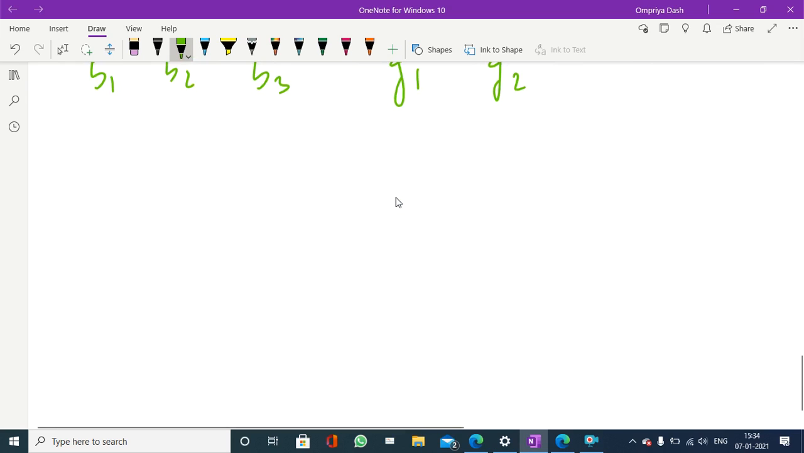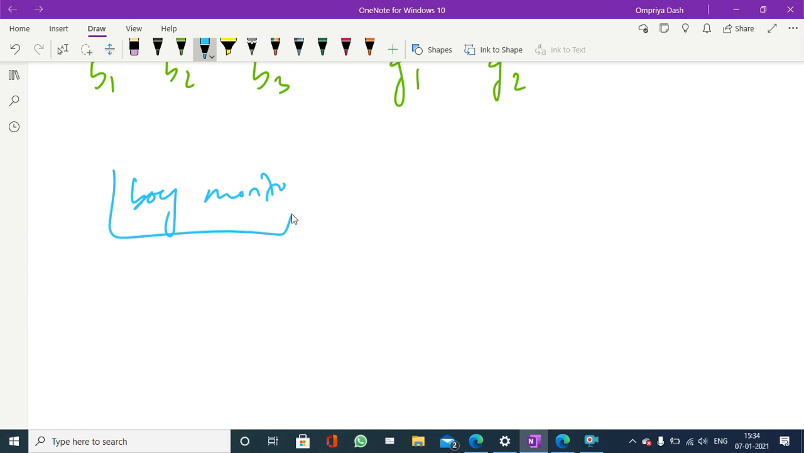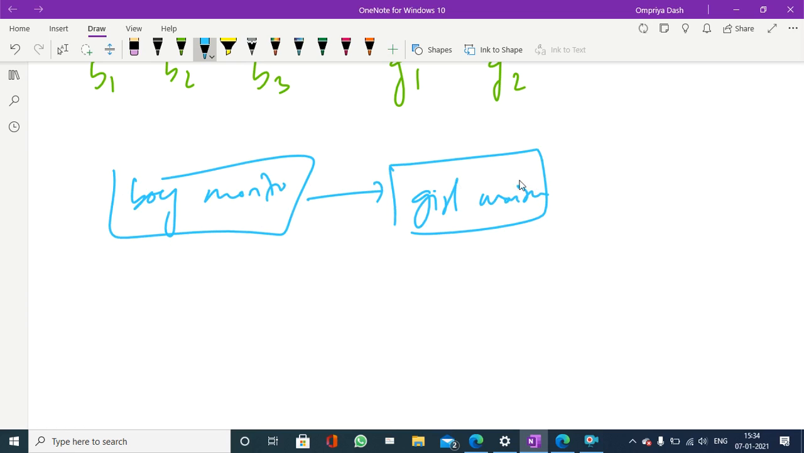So for this task to be completed, 2 events have to happen one after another. First event, you choose a boy monitor. Once you have chosen a boy monitor, then you go on to choose a girl monitor, and your task is complete. Here your task is being carried out in 2 stages, and both events have to happen one after another, because you have to choose a boy monitor as well as a girl monitor. Now the first event can happen in 3 different ways, because there are 3 boys.